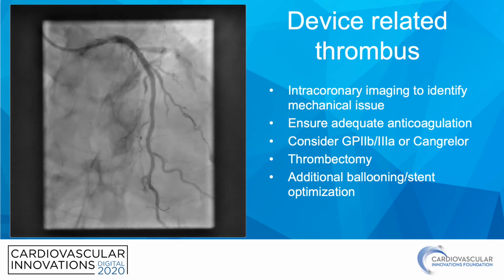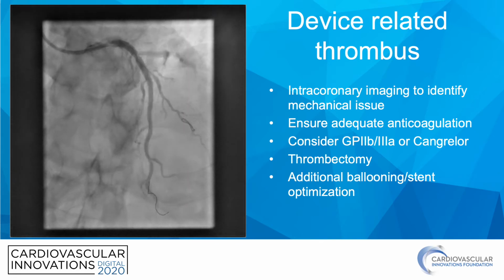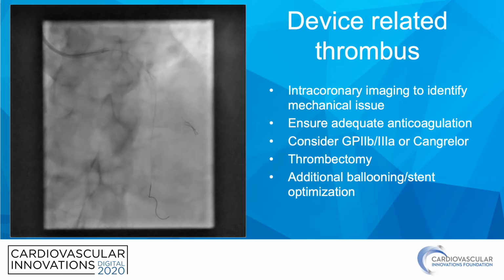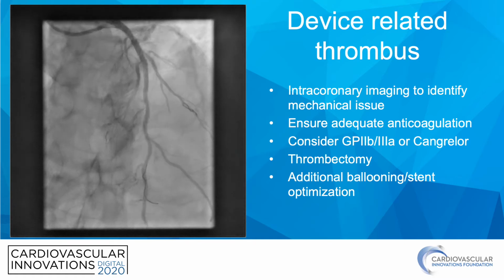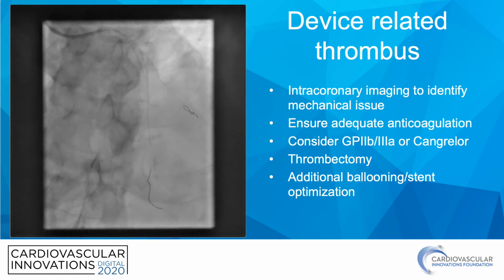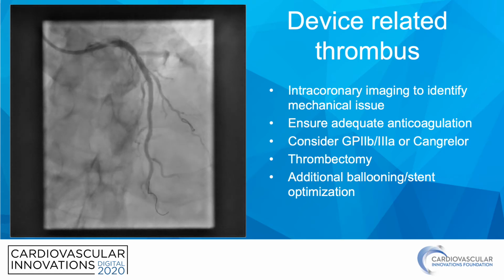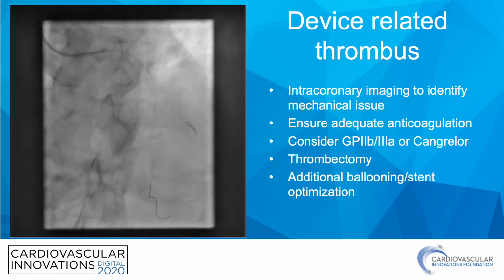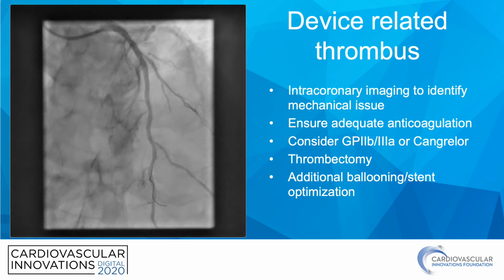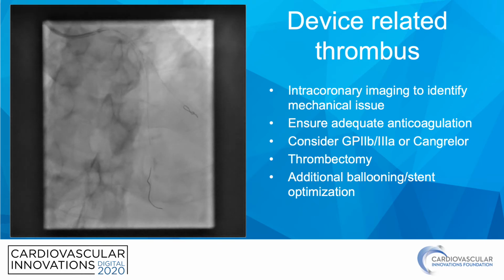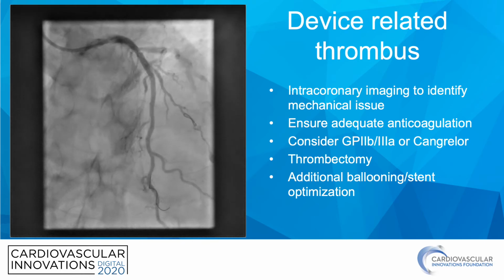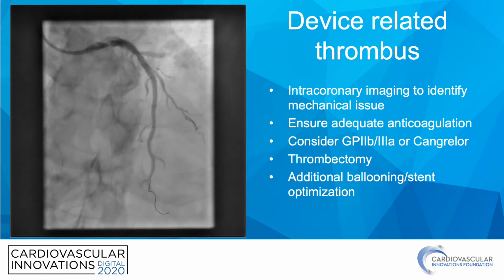Device-related thrombus can be difficult to manage. Obviously, adequate anticoagulation is needed, so checking an ACT is important. Consider adding a 2B3A inhibitor or cangrelor if needed. Thrombectomy at the lesion site or additional ballooning and stent optimization can also be performed to help restore flow. Finally, it's important to consider intracoronary imaging to identify any potential mechanical issue.